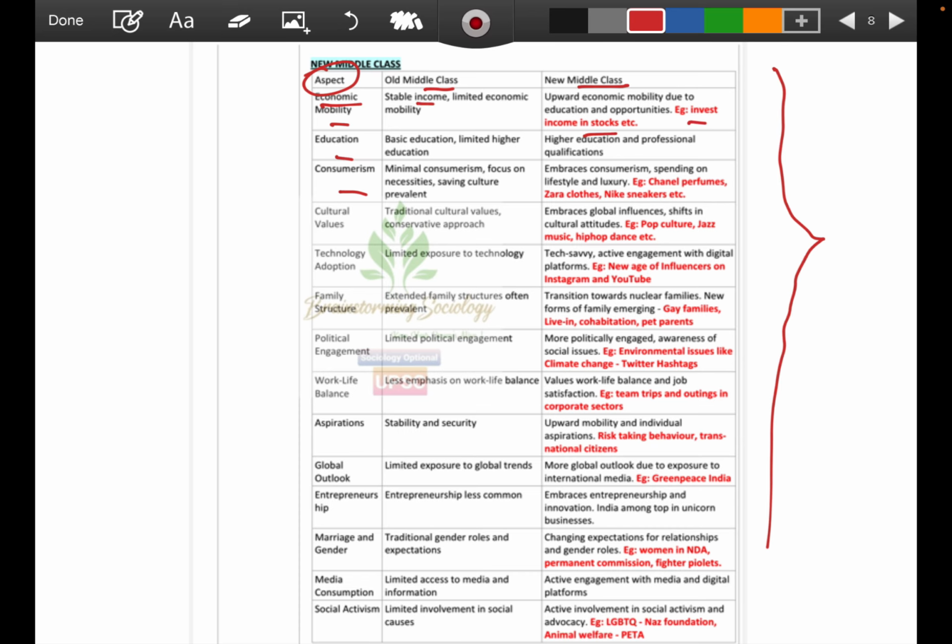Earlier, stable income was there, with limited economic mobility. Education: basic education, limited higher education. But now higher education is being talked of more. They are sending people on scholarships and loans to other countries.